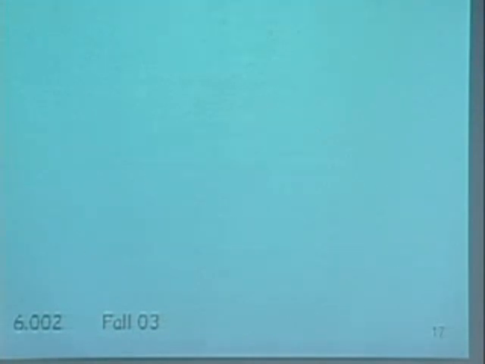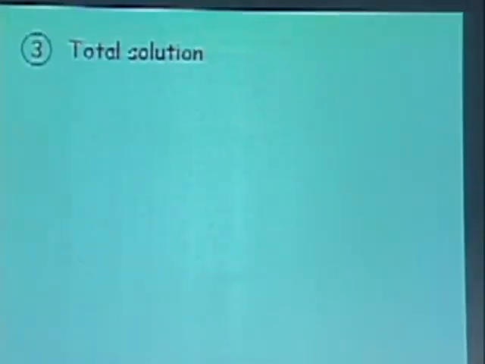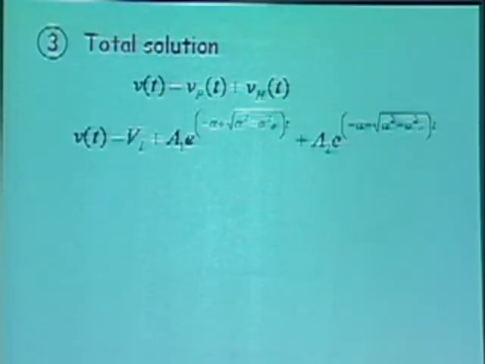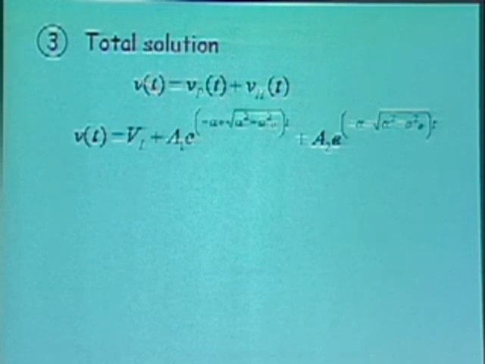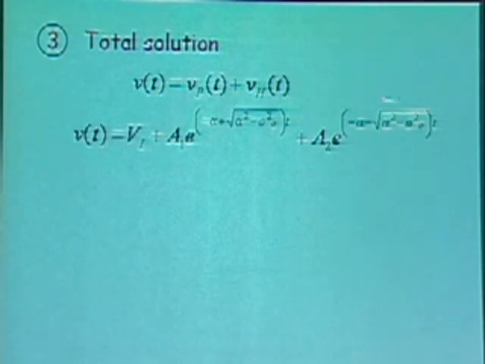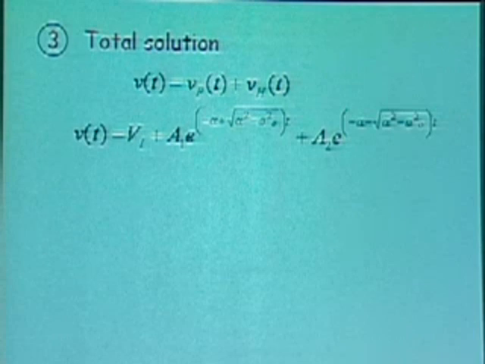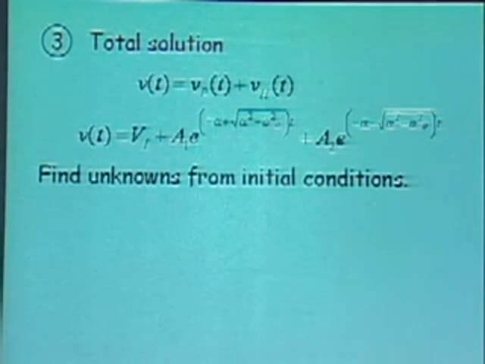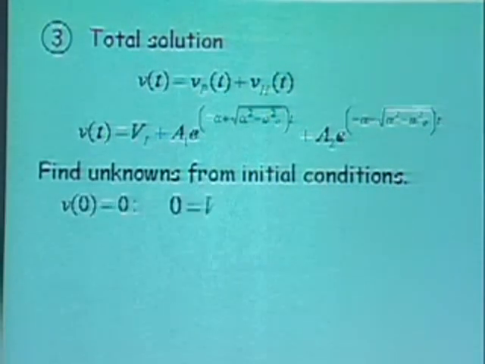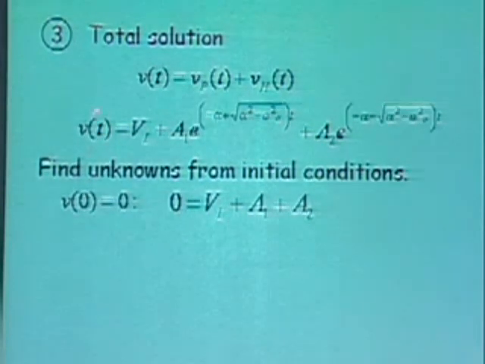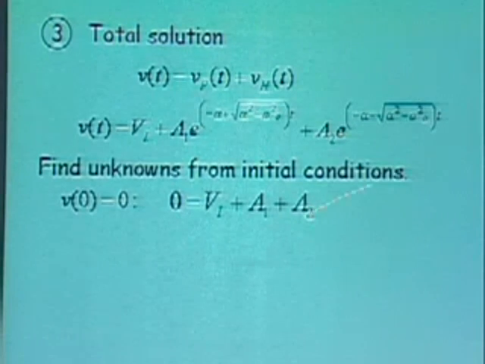From that, as step 3 of the differential equation solution, I write the total solution down, and my total solution is the sum of the particular and homogeneous, and so I get this. V1 was my particular, and this term here is my homogeneous solution. Now if I wasn't doing circuits and simply trying to solve this mathematically, here's what I would do. I would find the unknowns from the initial conditions. I know that V0 was 0, so if I substitute 0 for V0, with t equal to 0, I simply get V1, A1, A2.